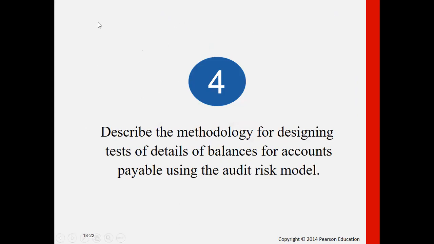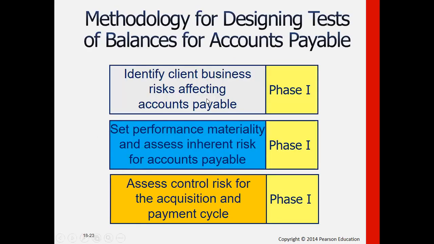Next, number 4, describe the methodology for designing the test of details now. So we look into the details of the balances at the end of the accounting period for accounts payable using the audit risk model. Okay, so methodology would be, we have to identify the client business risks. There are certain businesses which are riskier compared to the others, as well as this account could be riskier than the others for possible understatement. Because for liabilities, normally they're understated so that the expenses would be lower and the equity would be higher, as well as the assets, to improve financial performance and position respectively.